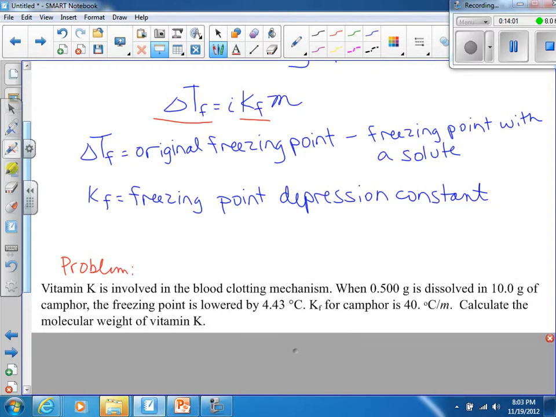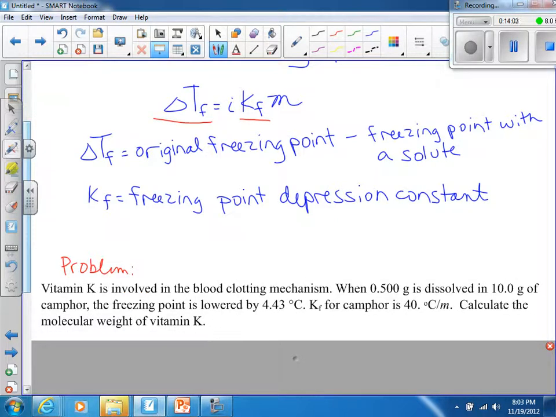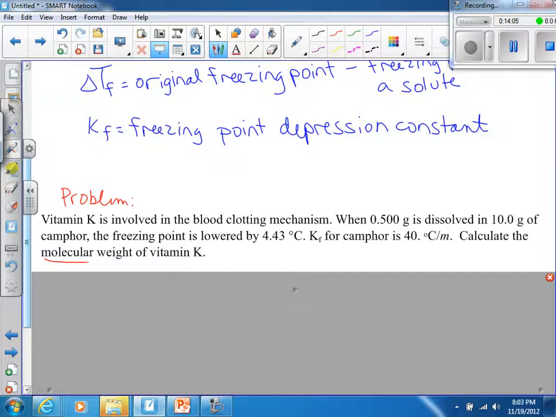Let's do a problem. New problem. We are going to find the molecular weight of vitamin K. Some interesting information. Can you figure out what's the solute and what's the solvent? Remember, the solvent is always the stuff that there's a lot more of. So hopefully you figured out this is my solvent. This is my solute, which is vitamin K.